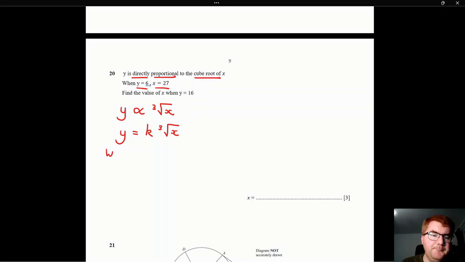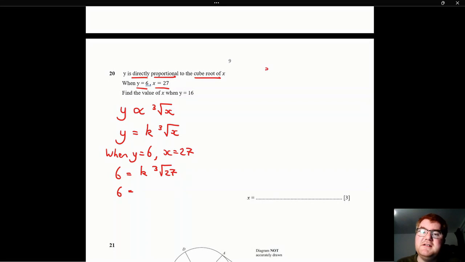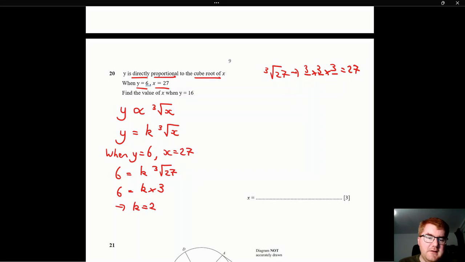When y is 6, x is equal to 27. So we pop it in. So y is equal to 6. K stays as it is. And then we have the cube root of 27. Now you can use your calculator to work this out. But the cube root of 27, so basically I want something times something times something is 27, where the something is the same. It kind of has to be 3 here. It's the only number that makes sense. So we get k times 3, and therefore k here is equal to 2.